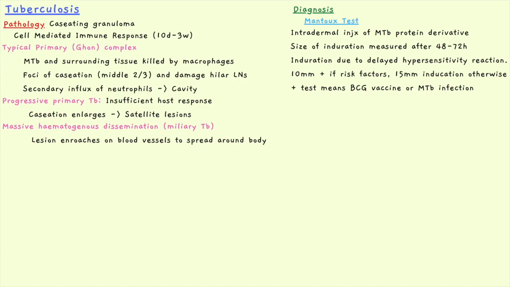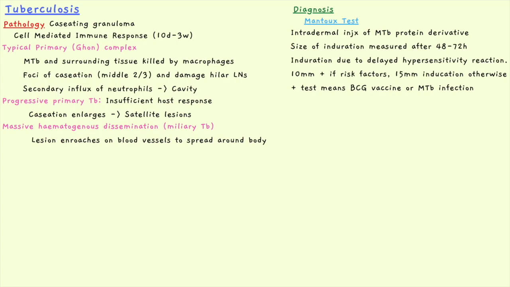So the Mantoux test is one that's quite relatively easily done. It's an intradermal injection of the Mycobacterium tuberculosis protein derivative. And then you monitor for a cell-mediated immune response, just like what would happen in the infection. And the size of induration is reflective of the immune response, and you measure it after 2 to 3 days because it is a delayed hypersensitivity reaction.